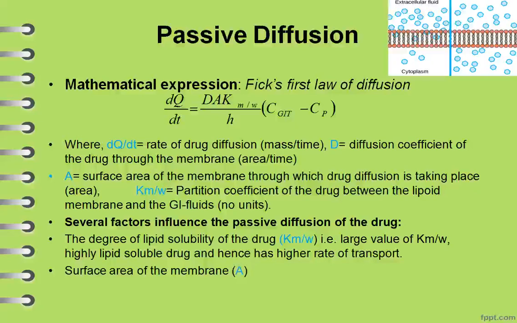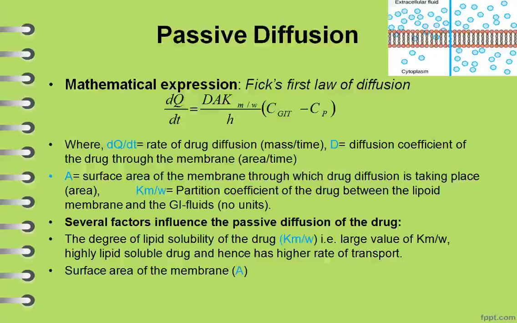The equation used for passive diffusion is Fick's law of diffusion, in which the rate of diffusion, or rate of mass transfer, is equal to the diffusion constant times absorption area times partition coefficient times the concentration gradient. That is the difference in concentration between the GIT and plasma or blood at the absorption site, divided by h, that is the thickness of the membrane.